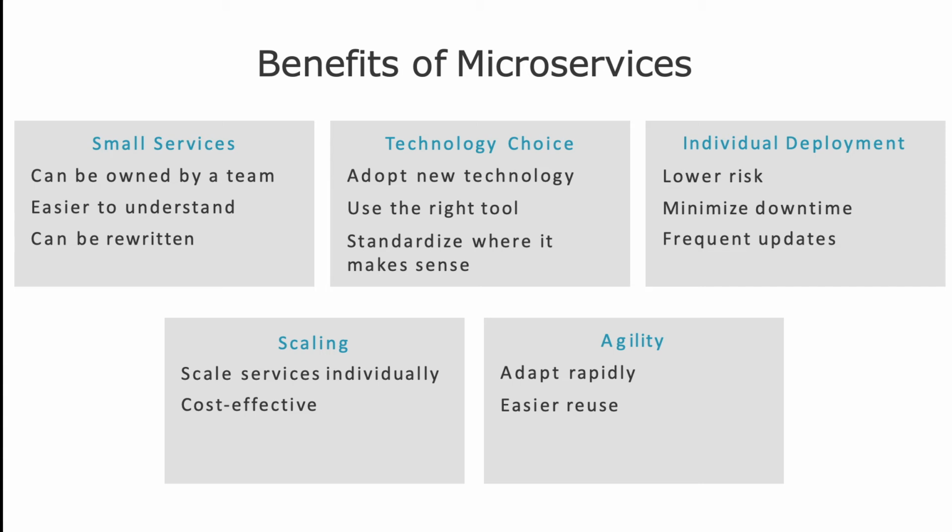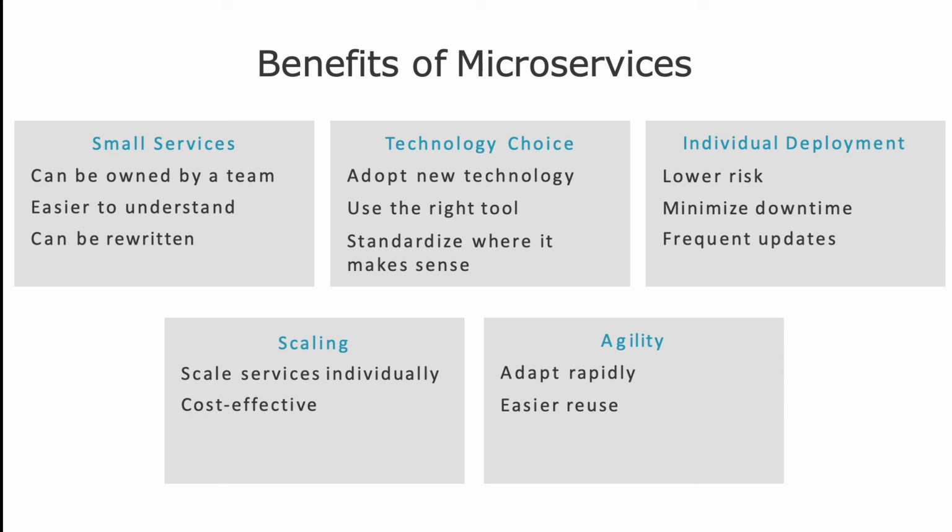Another point is related to individual deployment. So your deployment is low risk because you are deploying just a small part of your system, or you are impacting just a small part of the system, and you are minimizing your downtime. What it means is that you can have frequent updates a day. You can update twice a day. You can update many times a day.